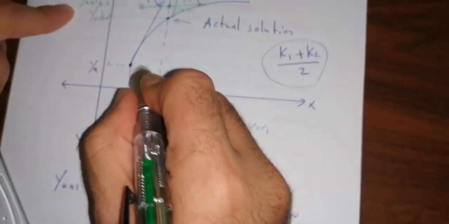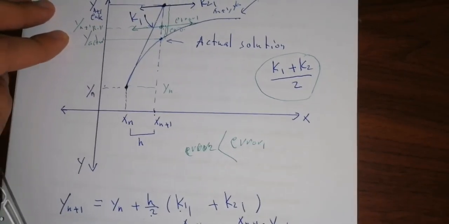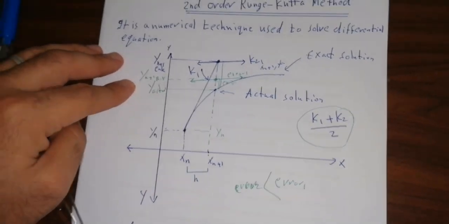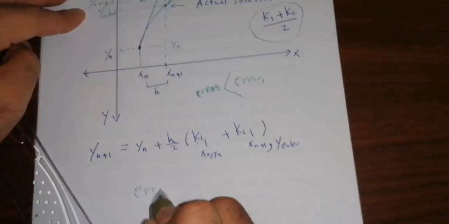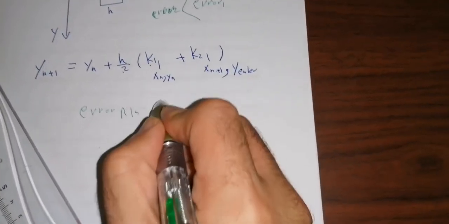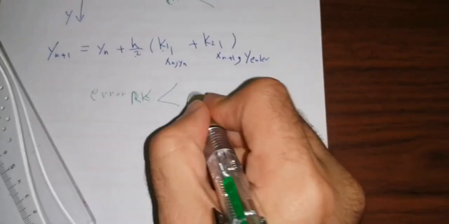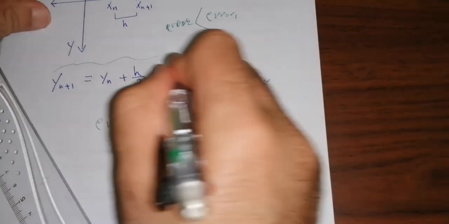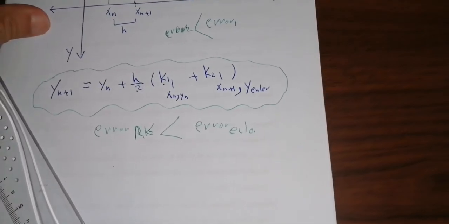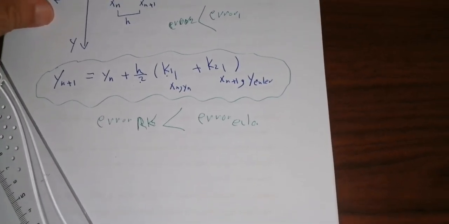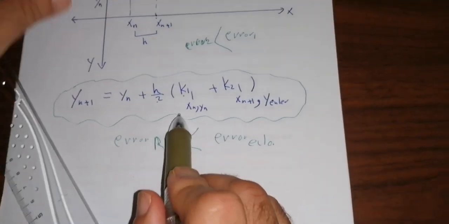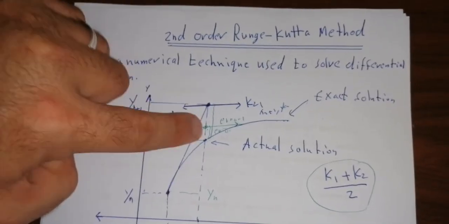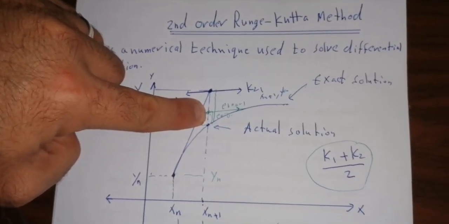We can see this now. yn plus 1 equals yn plus the slope k1 plus k2 multiplied by h. So the error of Runge is less than the error of Euler. So this is why we need to use this method, because of high accuracy. Why did he derive this law? Because he makes two slopes divided by 2, cutting the distance of error. So this method has high accuracy.